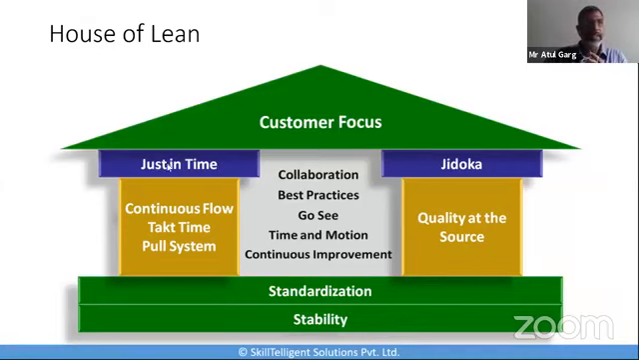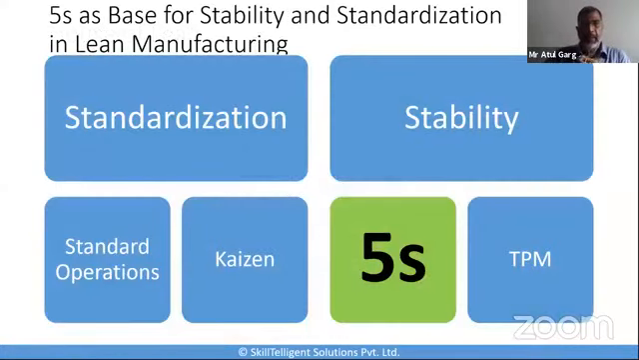In between the just in time and Jidoka, we also have the collaboration, we have the best practices, continuous improvement, and so on and so forth. Okay. So let's look at the two foundations of the standardization and the stability. So if we look into that, these are characterized by methods like 5S and total productive maintenance for stability and standard operations, and Kaizens for standardization. Okay.